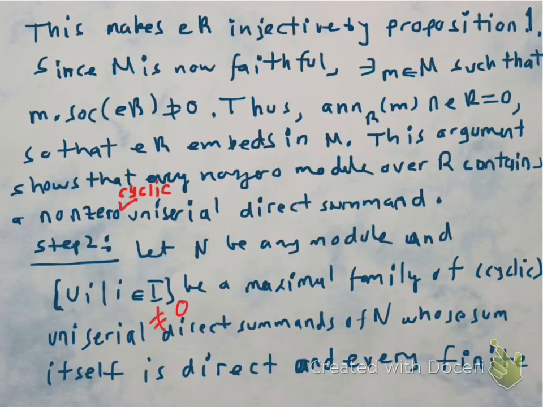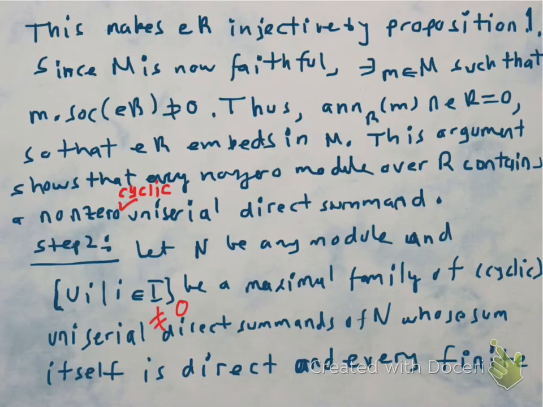So that's the idea. Now, having said that, once you get your M satisfying this inequality, we are done. We will have found the desired M. So that gives us a cyclic uniserial and non-zero direct summand that's isomorphic to ER inside M, proving the first step.